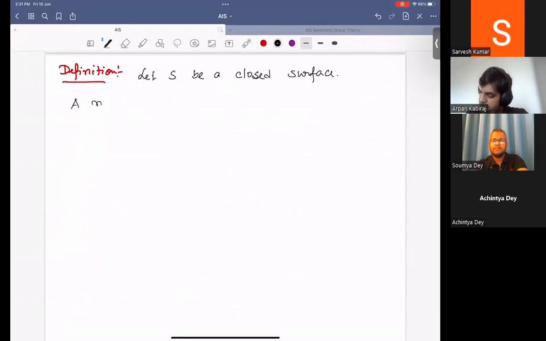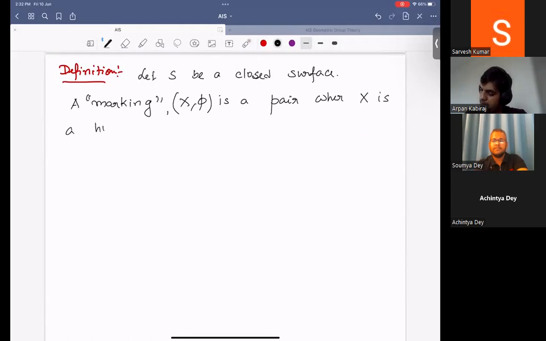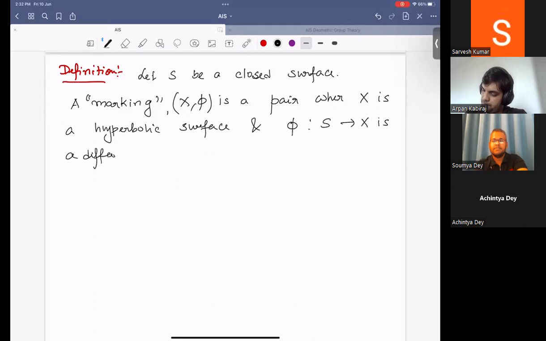So a marking, and this is what I'm defining, is a pair (X, phi) where X is a hyperbolic surface or hyperbolic manifold, doesn't matter, and phi from S to X is a diffeomorphism. Okay, so what is a marking?